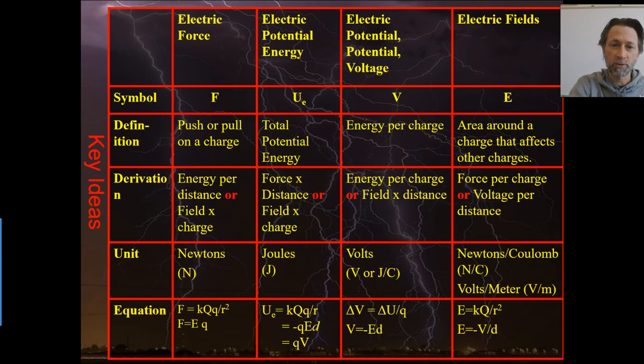Same thing, electric potential energy. It's the total potential energy. It's a force times a distance, or the field times the charge. It's measured in joules, and then we would have KQQ over R if it's a non-constant field, or negative QED or QV if it is a constant field. So that gives you an idea, just looking down over those, what those are.